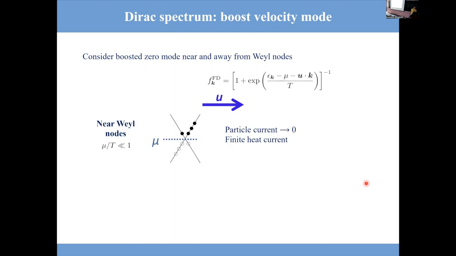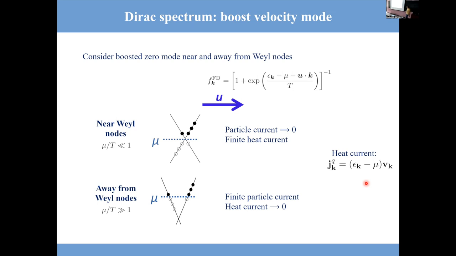Now, if we look at what happens near a single Weyl node, we will see that there are different modes that play different roles close to and far from the neutrality point. So let's consider what happens when we boost the equilibrium function with a constant boost velocity at the neutrality point.